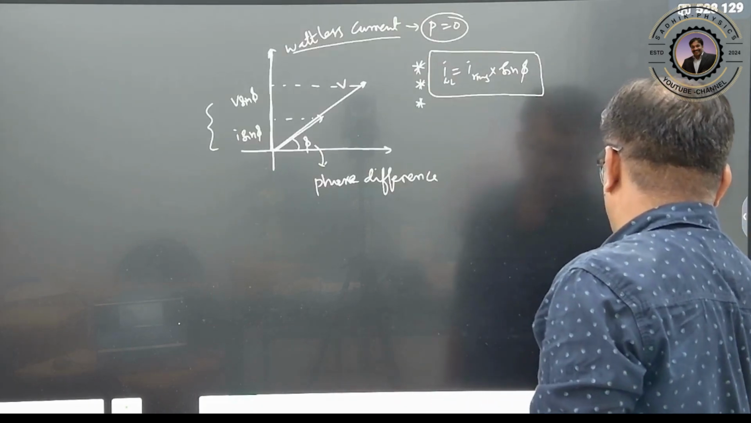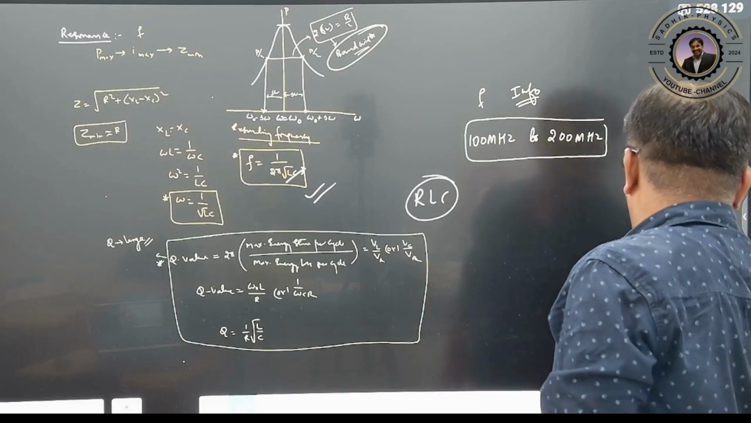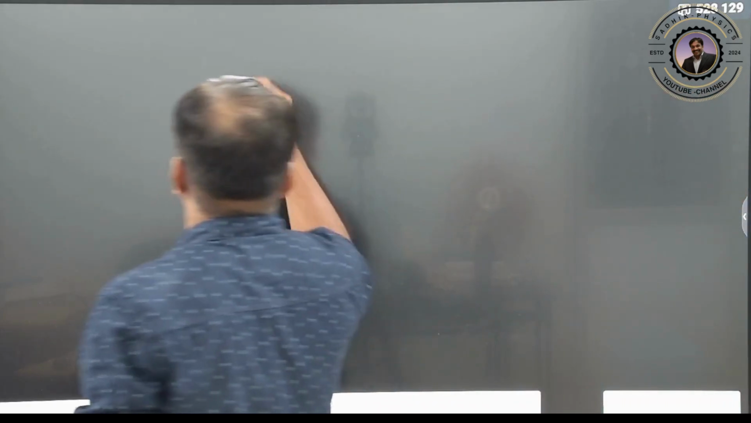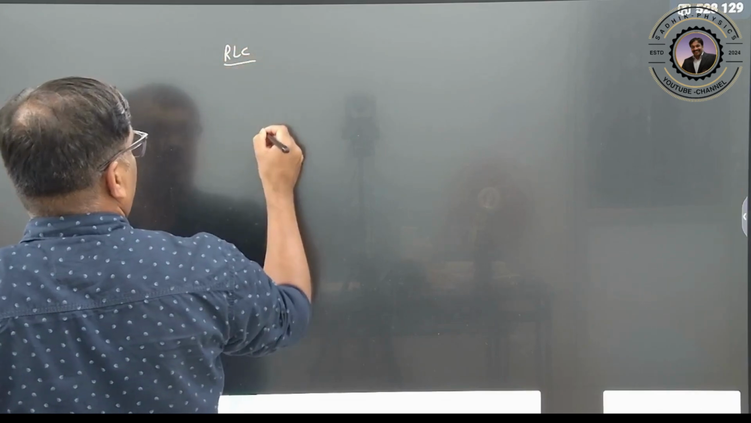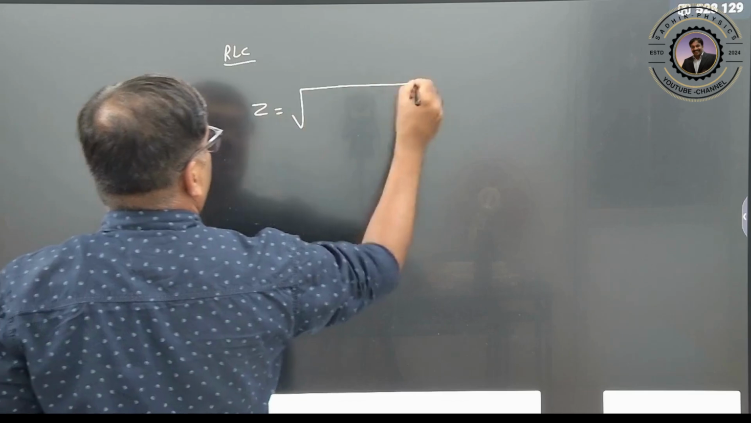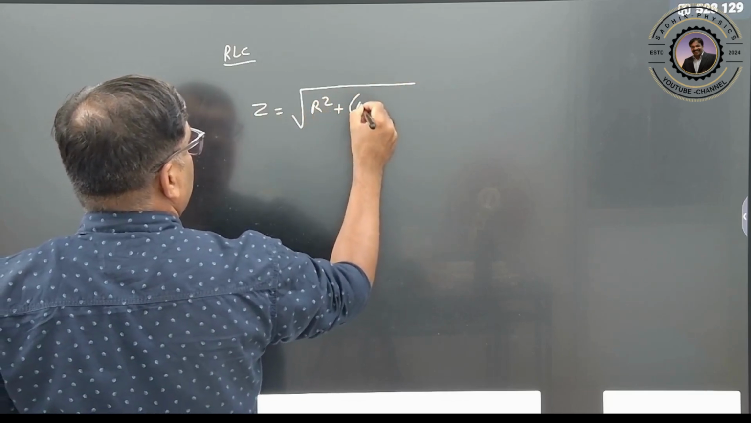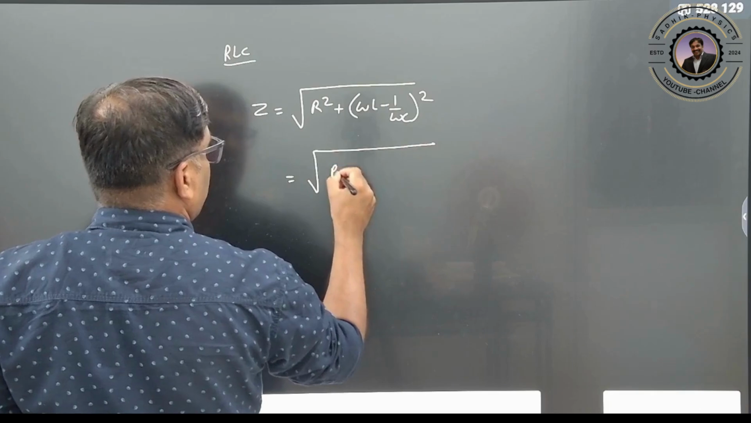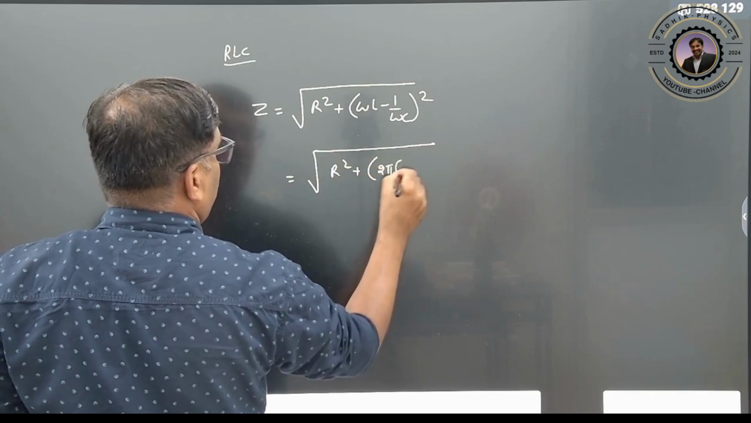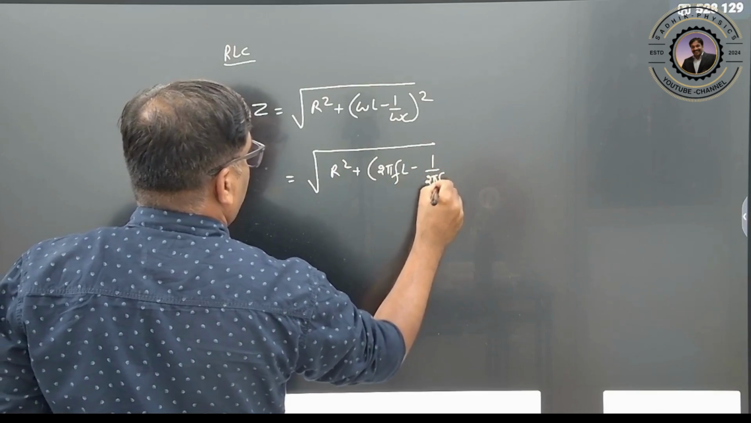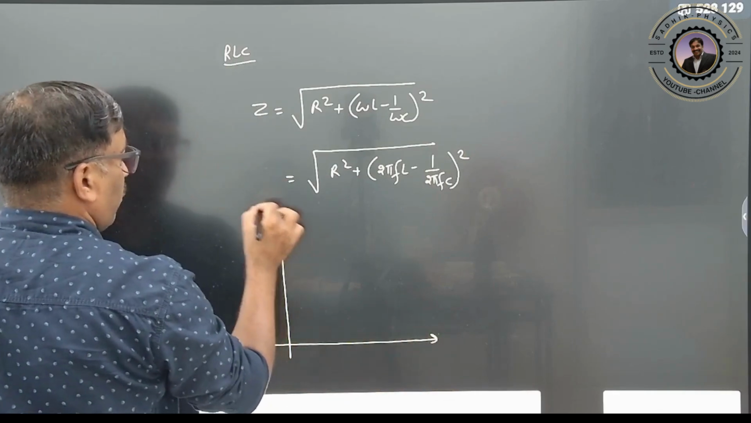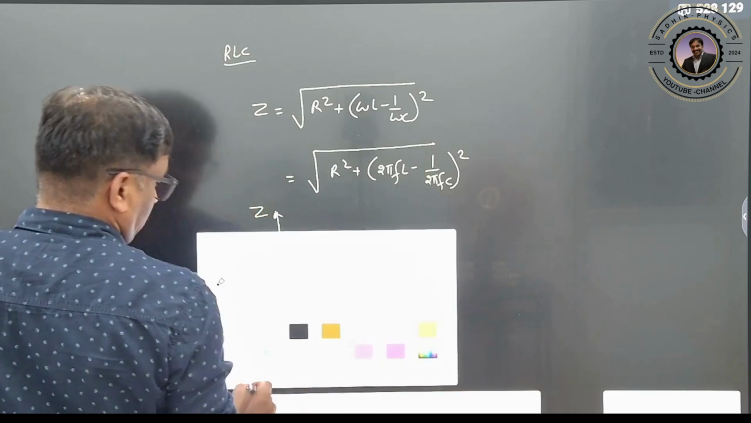Very simple, right? So let us see. Also, one more important point: in an RLC series circuit, what will be the impedance? Impedance Z is the square root of R squared plus (XL minus XC) whole squared, where XL is omega L and XC is 1 by omega C. That is R squared plus (2 pi f L minus 1 by 2 pi f C) whole squared. So you can draw the graph between Z and frequency. What will happen now?